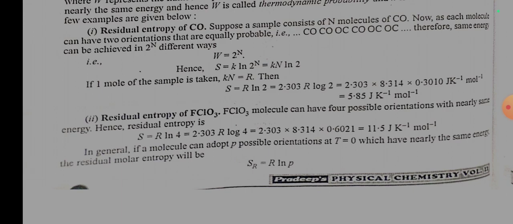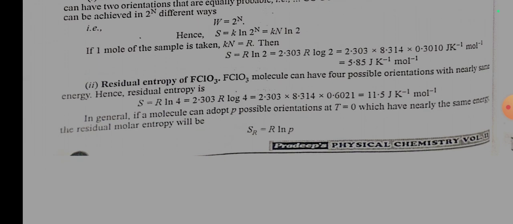1. Residual entropy of CO. Suppose a sample consists of n molecules of CO. Now as each molecule can have two orientations that are equally probable, that is CO, OC, the same energy can be achieved in 2 to the power n different ways. That is, W equals 2 to the power n. Hence S equals k ln 2 to the power n, which is nk ln 2. If 1 mole of the sample is taken, nk equals R, then S equals R ln 2, which is equal to 5.85 joule per Kelvin per mole.